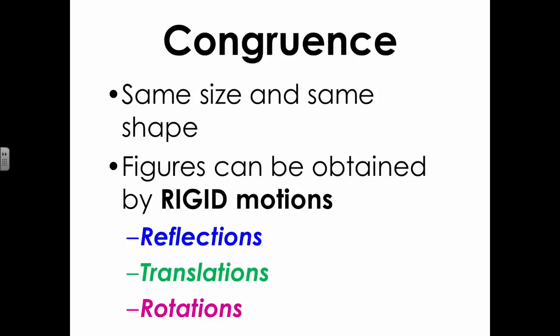In order for shapes to be congruent, they have to have the same size and same shape. There are 3 rigid motions that keep these shapes congruent after they've been transformed, and it's reflections, translations, and rotations. Make sure you pause the video and copy this down.